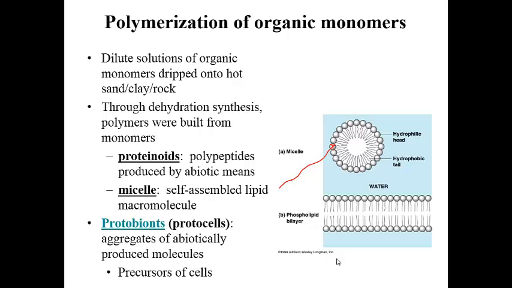When these early cell membranes were formed, some other monomers might have been trapped inside, or some polymers could have been trapped inside. And what would form are these early structures called protobionts or protocells. They weren't true cells because they didn't have the ability to reproduce. However, they were the early precursor to cells.